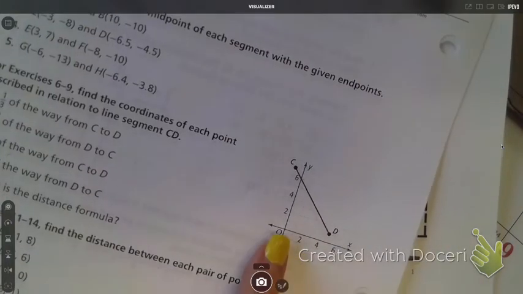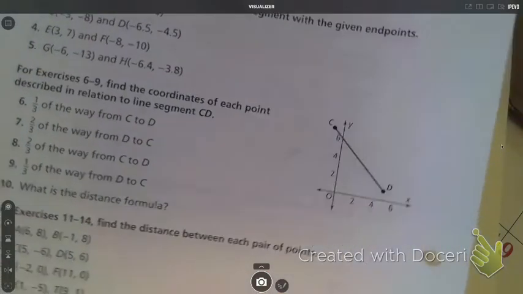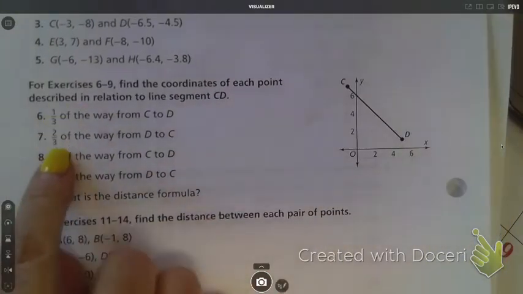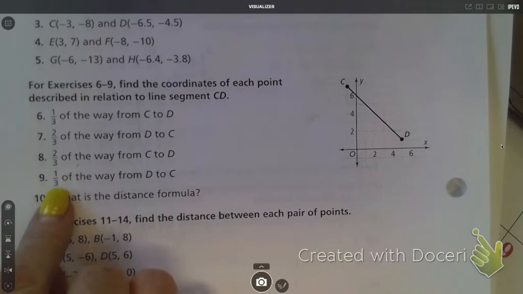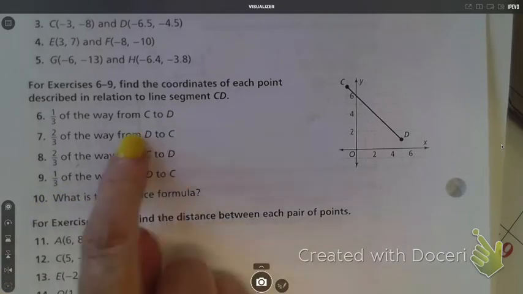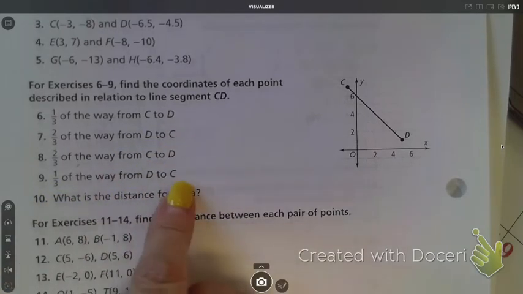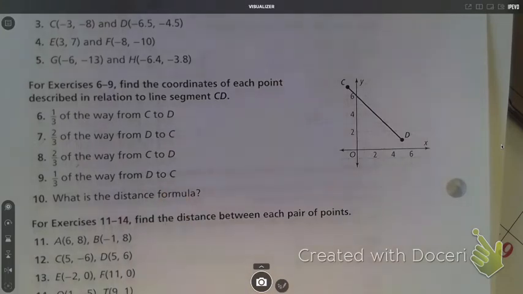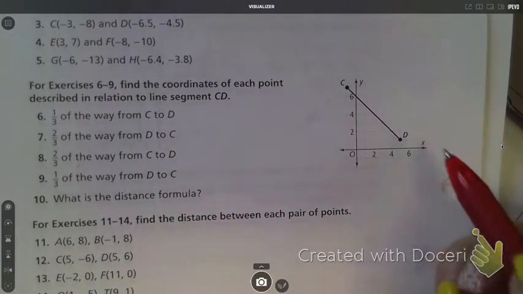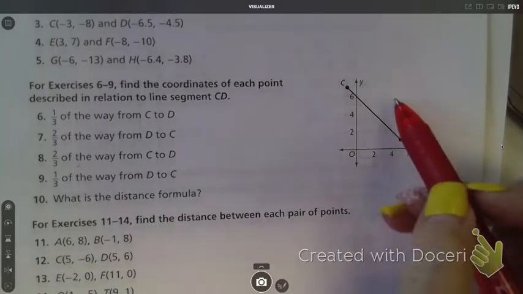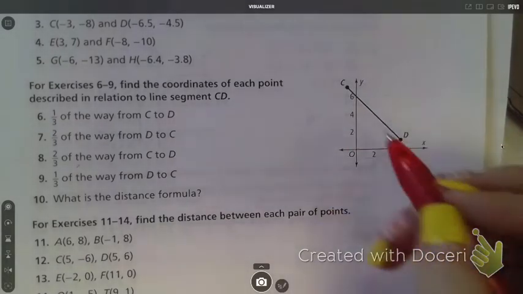I want you to look at this right here. Do you see that there's a third of the way, 2/3, 2/3, 1/3? C to D, D to C, C to D, D to C. That's important. We discussed it, yes? We probably should know the points on this graph. It's kind of faded, so I want to make sure you have your points correct.